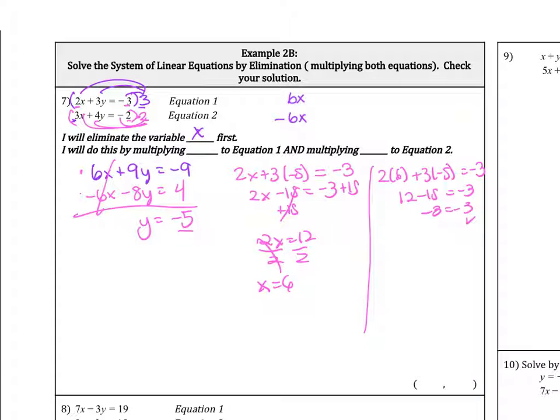Let's check the next equation. 3 times 6 plus 4 times negative 5. Does that equal negative 2? So, 18 minus 20 equals negative 2. Yep, negative 2 certainly equals negative 2, so that is true. So my solution is 6 and negative 5.